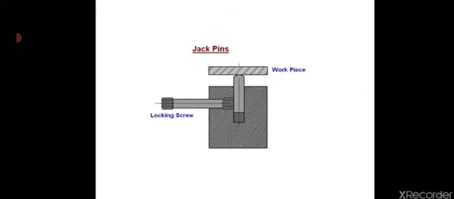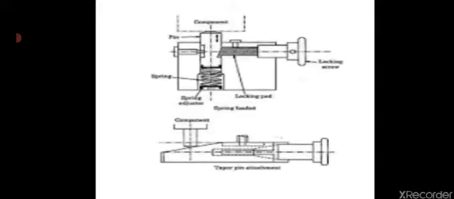Next type of locating device is jack pins. There are 2 types of jack pins which are commonly used: spring actuated and wedge actuated. Jack pins are mainly used for supporting components of varying dimension. First one is the spring actuated jack pin.